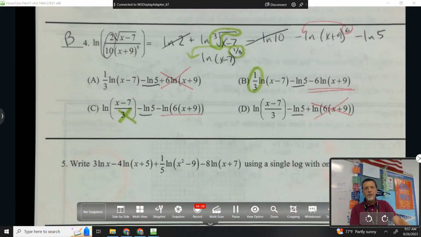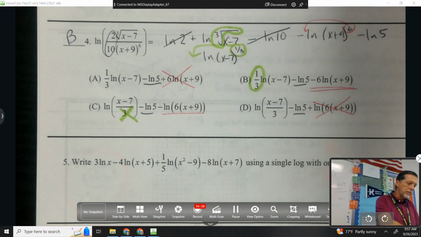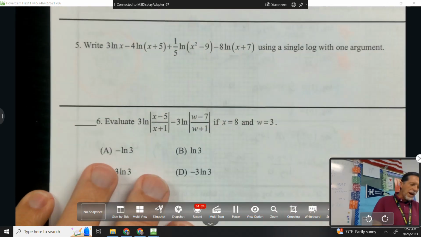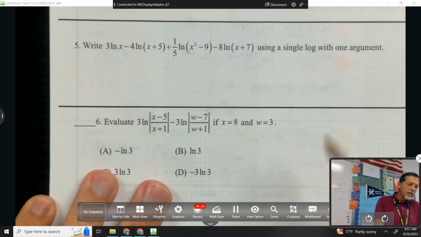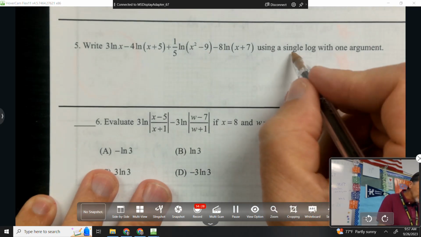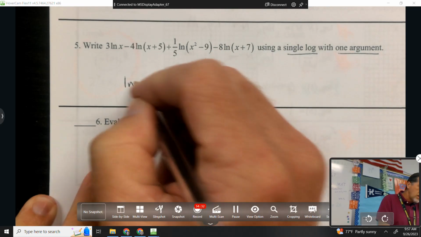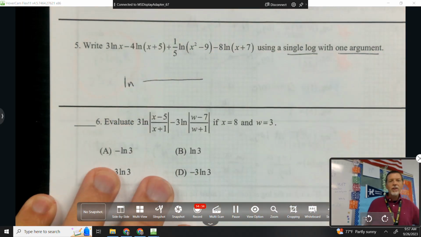Okay, just trying to sandwich all our properties into one problem there. And then 5 is sort of the backwards problem. Here it is all spread out. Let's write it as a single log with one argument. Okay, dare we try to do this all in one step?